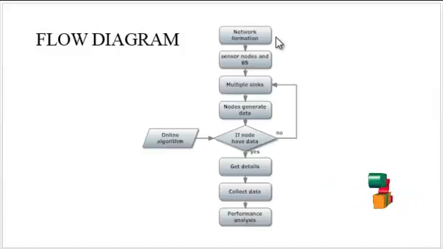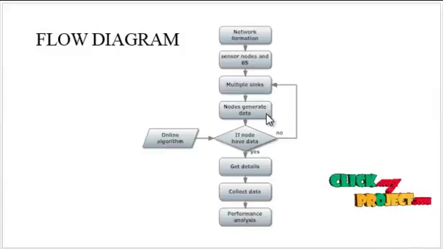First, the network formation is done. That is, the network is formed within the transmission area. In that network, the sensor nodes and the base stations are created. That is, the multiple sinks are created in the network.